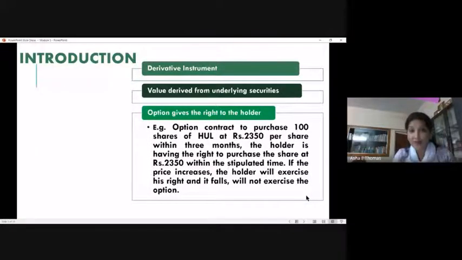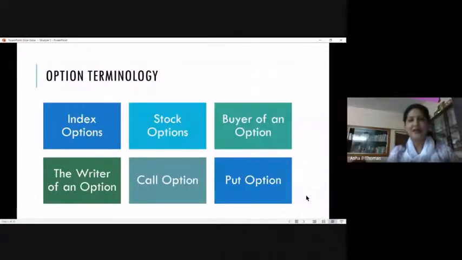If you are in a long position, you have the right to decide whether to exercise or not. And this is the charm of an option contract. So we are moving further. Now, these are some of the terminologies which we often come across when we are dealing with options.